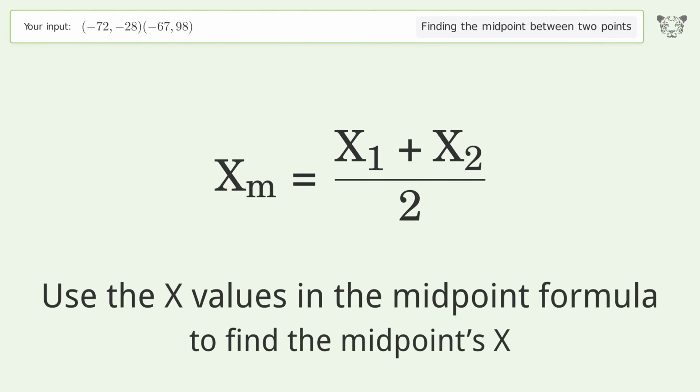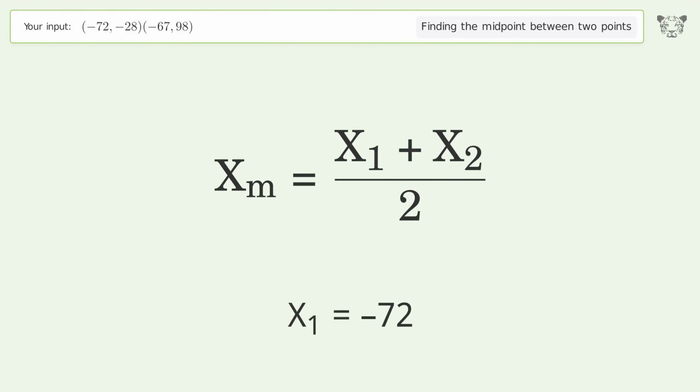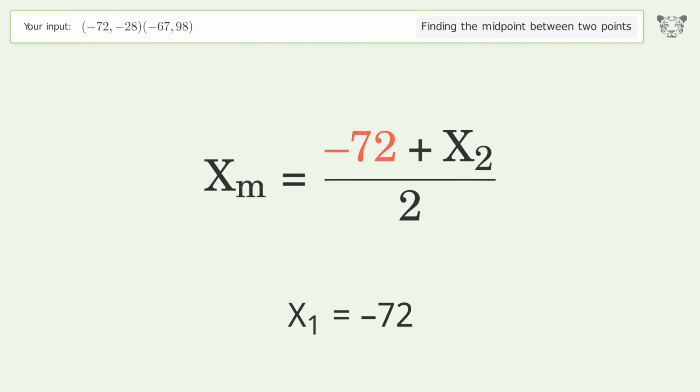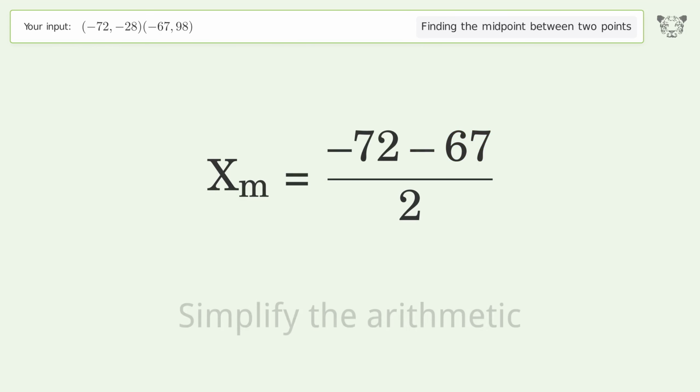Use the x values in the midpoint formula to find the midpoint's x. x1 equals negative 72. x2 equals negative 67. Simplify the arithmetic.